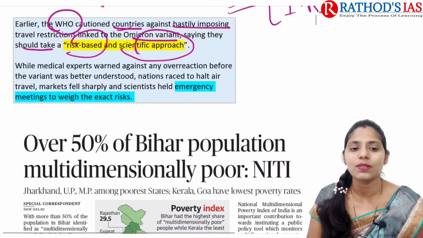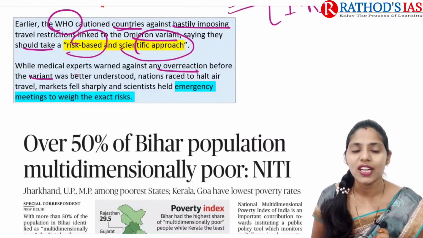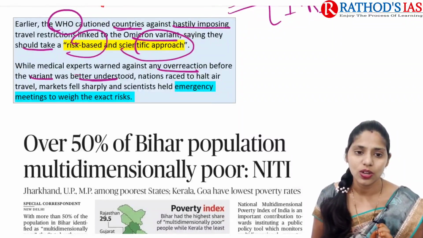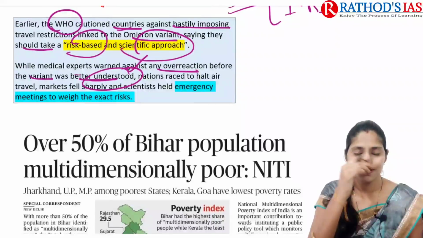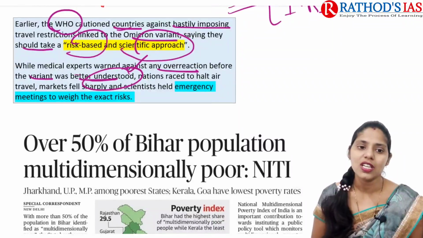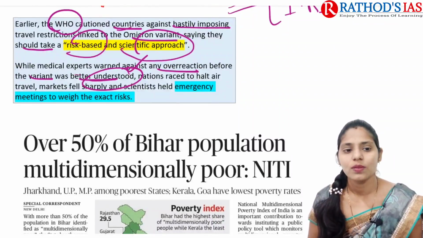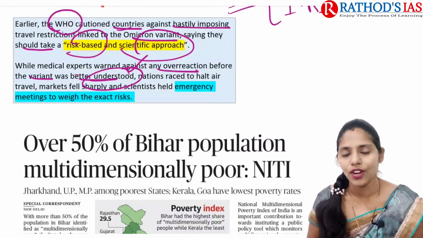Medical experts also warn against any knee-jerk reaction before the variant is better understood. So before taking any steps, we need to go for analysis regarding the variant. We need to analyze the risk as well as the benefits here. Based on that, we can go for the next step.